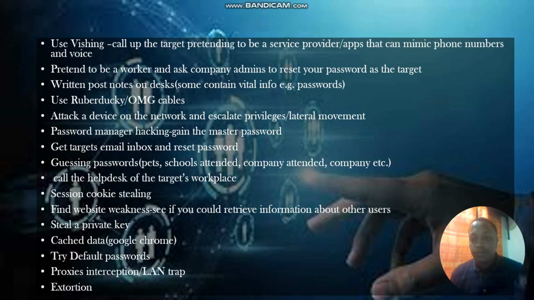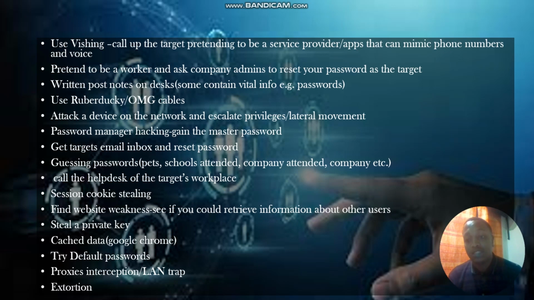Now, another way we could do this is by guessing passwords. All we need to do is get to know that person very well. Get to know their names, whatever schools they attended, whatever years they were there. Maybe they have a pet, maybe they have a vehicle they like so much, maybe they have someone they love so much, and this could be hints to a certain person's password. And trust me, it is very true, because people tend to use relatable things in order to create passwords.